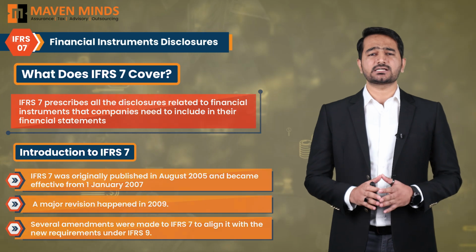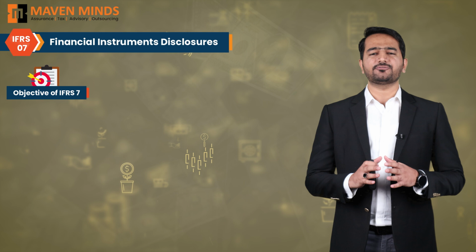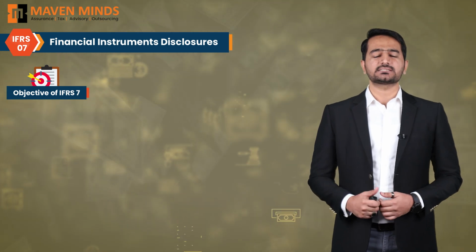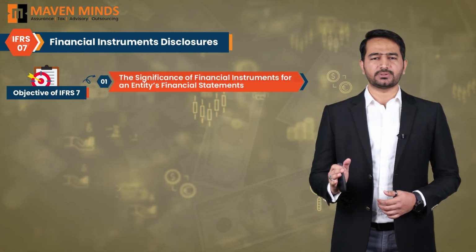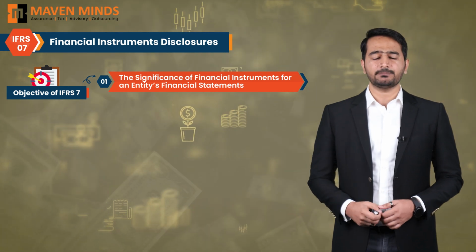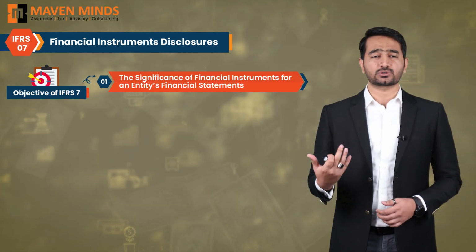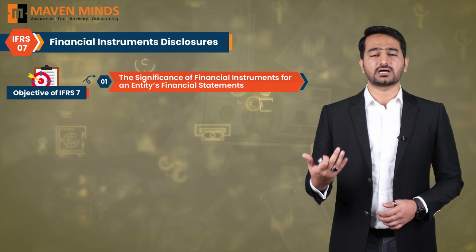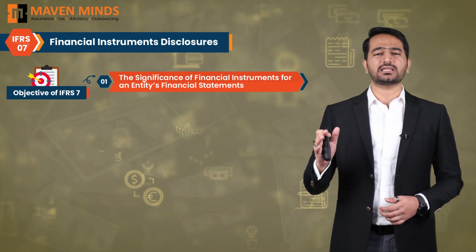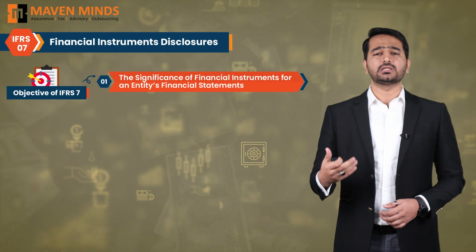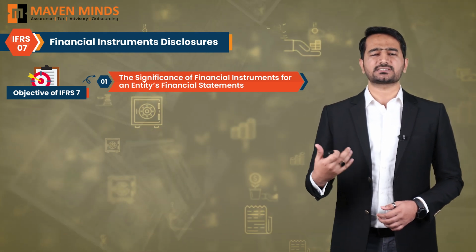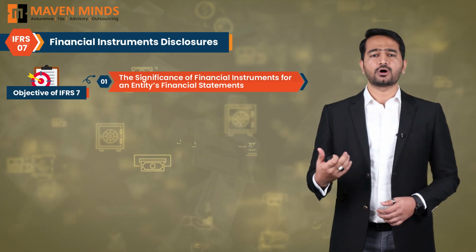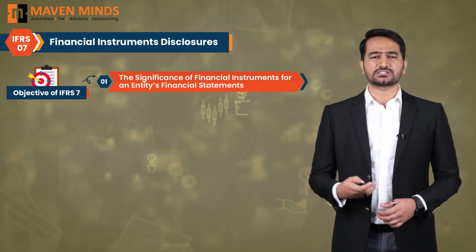Now, let's discuss what is the objective of IFRS 7. The main objective of IFRS 7 is to prescribe certain disclosures about financial instruments in two key areas. Number one is the significance of financial instruments for an entity's financial statements. This means that the company has to disclose how important financial instruments are to its overall financial position and performance. Like the company will need to show how these instruments affect its balance sheet, that is financial position, or profit and loss, that is performance, and cash flows.